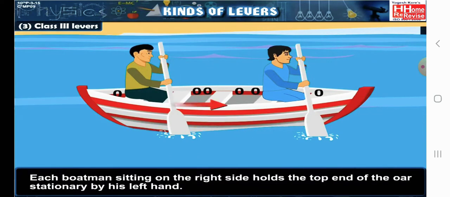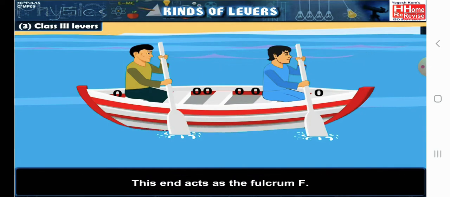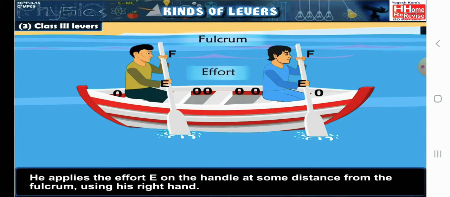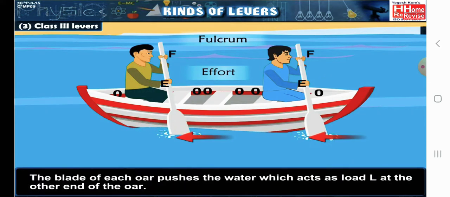Each boatman sitting on the right side holds the top end of the oar stationary by his left hand. This end acts as the fulcrum F. He applies the effort E on the handle at some distance from the fulcrum using his right hand. The blade of each oar pushes the water, which acts as load L at the other end of the oar.